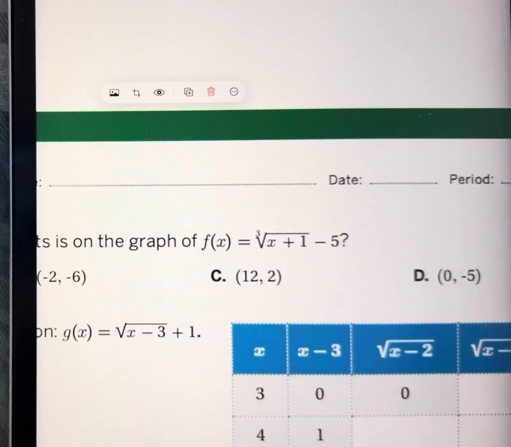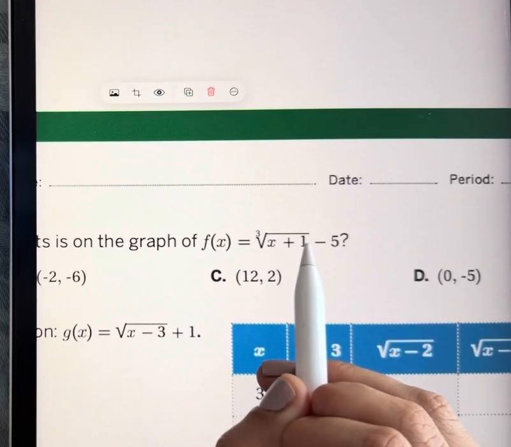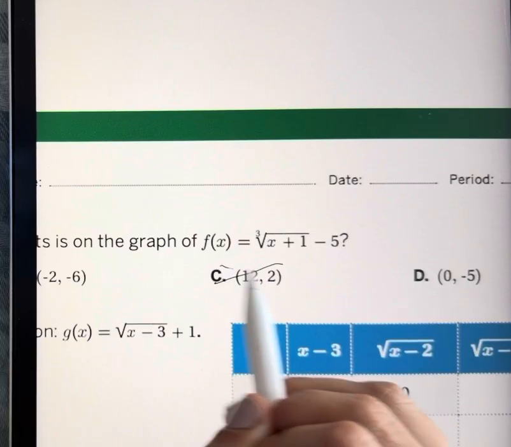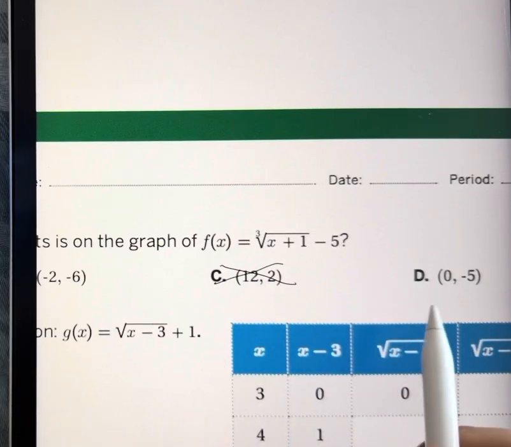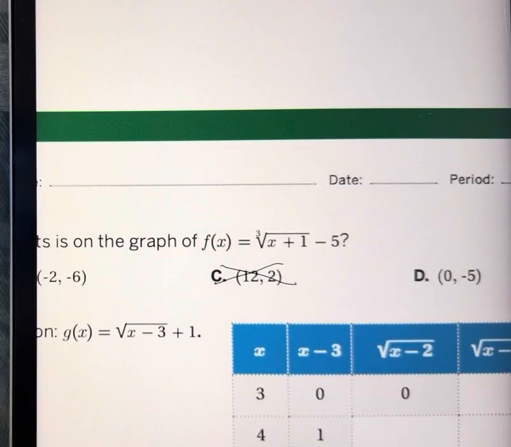So, for example, if 12 were to go in for x, 12 plus 1 would be 13, and the cube root of 13 is not an integer. This wouldn't work. I'm not even going to bother. If 0 goes in, 0 plus 1 is 1, and the cube root of 1 is possible. So let's do it since we're here.